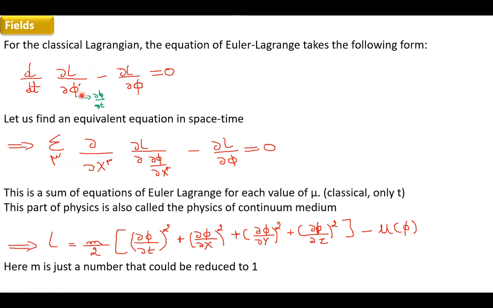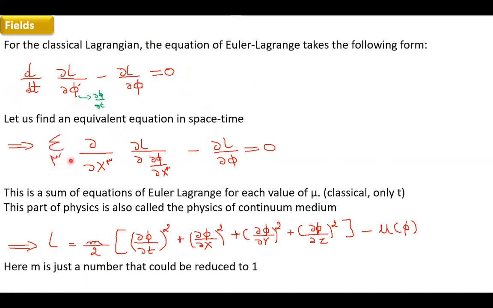And of course, here phi dot is d phi over dt, or del phi over dt. So this is the classical Euler Lagrange equation that gives you the Newton equation. Let's calculate the similar, or equivalent, Euler Lagrange equation in space-time. So here, instead of having one derivative or one equation, we will have a series of 4 equations according to our space-time with 4 dimensions.